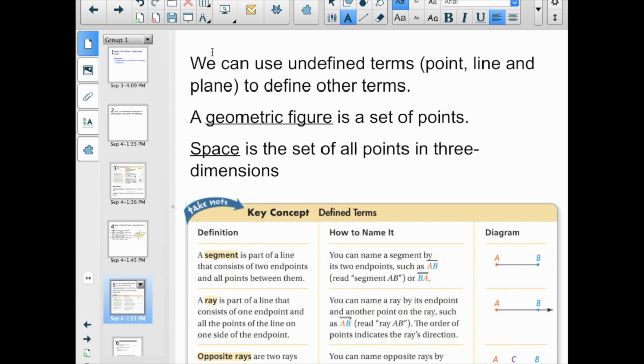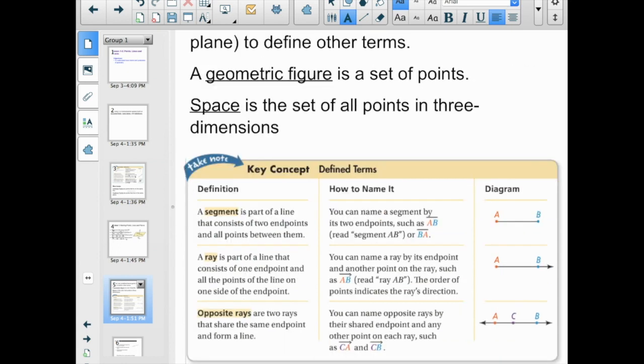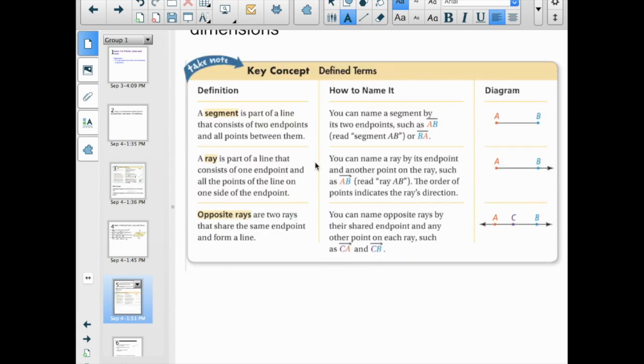All right, so we can also use undefined terms like point, line, and plane to help us define other terms, such as a geometric figure is a set of points. It's using points to help us define what a geometric figure is, or that space is a set of all points in 3 dimensions. Those are good things to know, but down here we actually have 3 of our most important vocab words this chapter: segment, ray, and opposite ray.